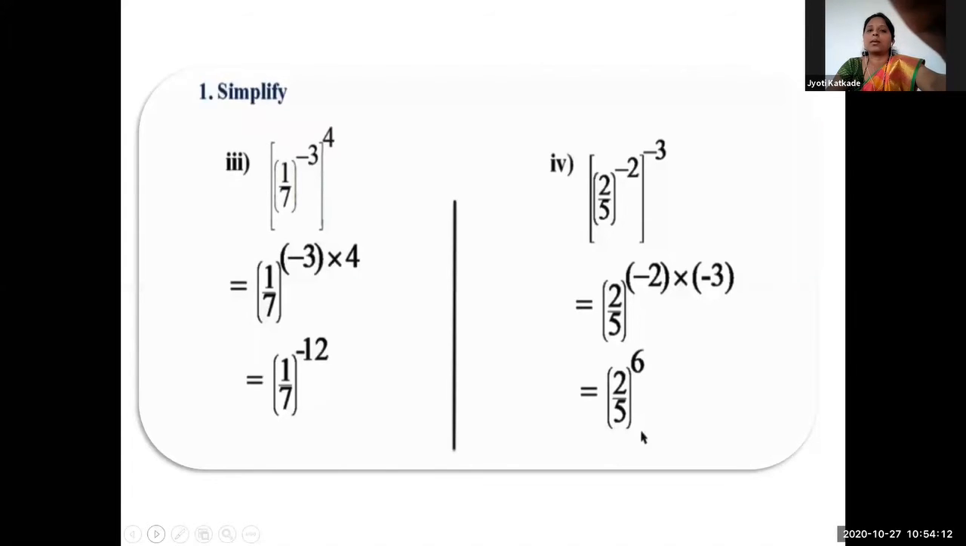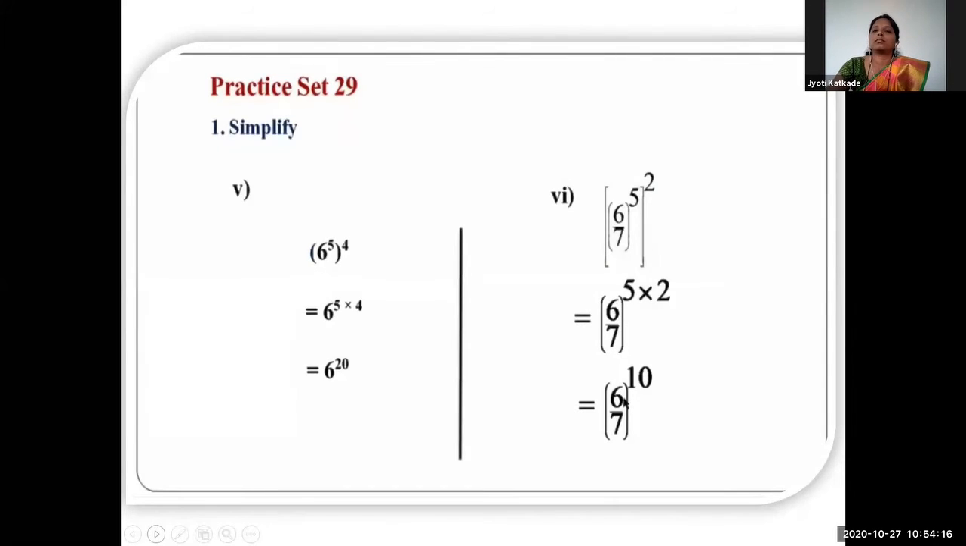See next example. Fifth example is there. 6 bracket raised to 5.